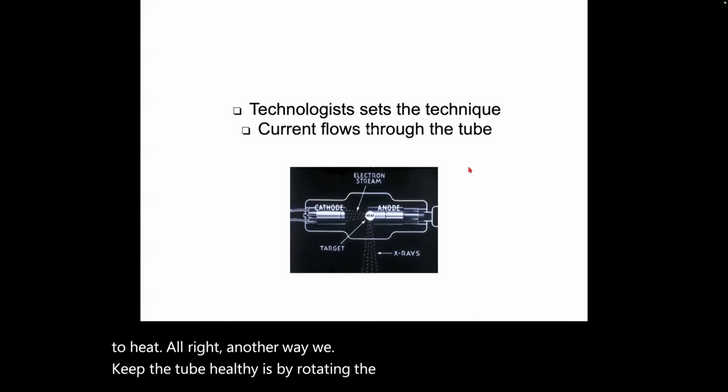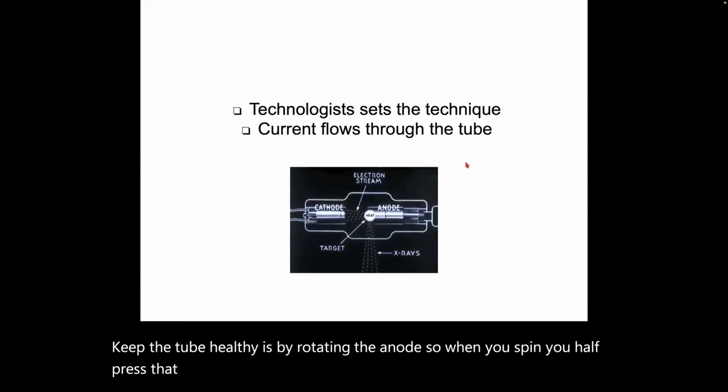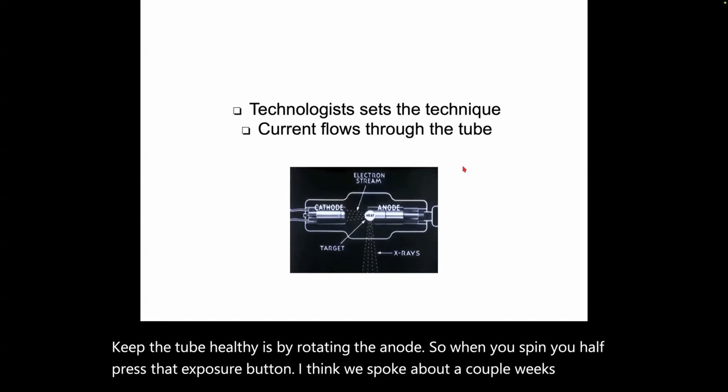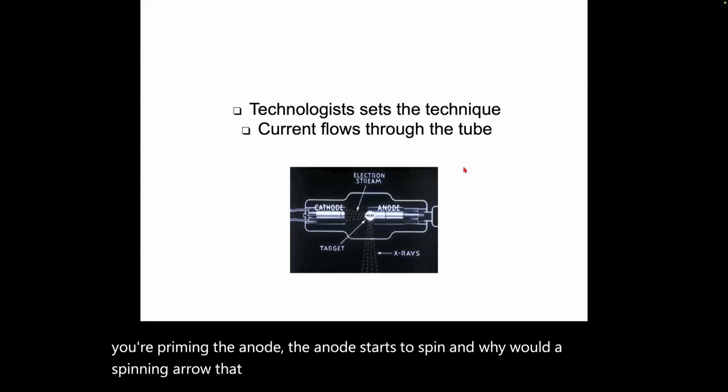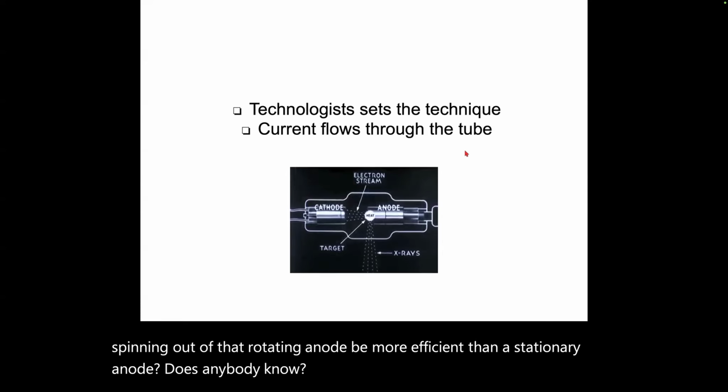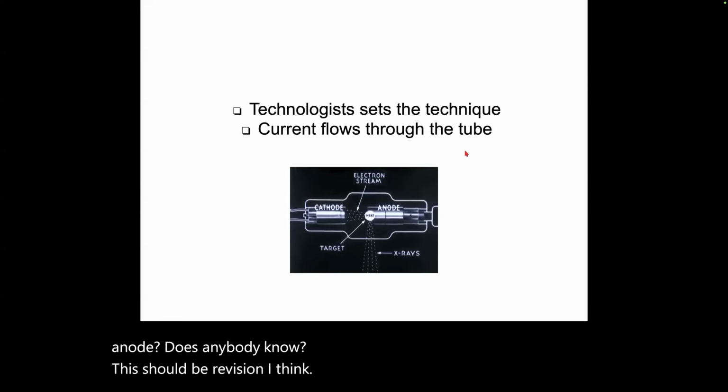So when you half press that exposure button, I think we spoke about this a couple weeks ago, you're priming the anode, so the anode starts to spin. And why would a spinning anode or rotating anode be more efficient than a stationary anode? Does anybody know? It should be revision, I think. Go ahead, Henry.